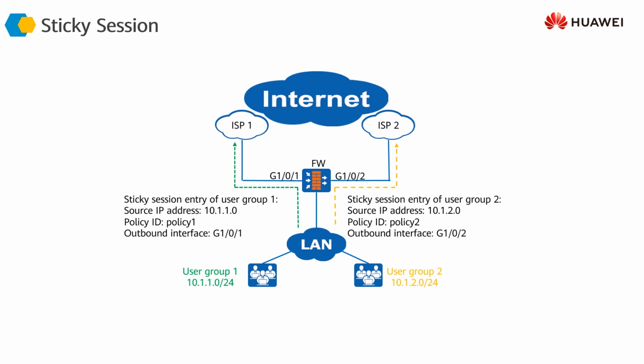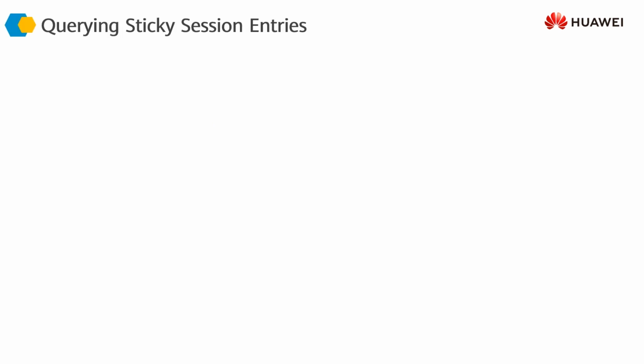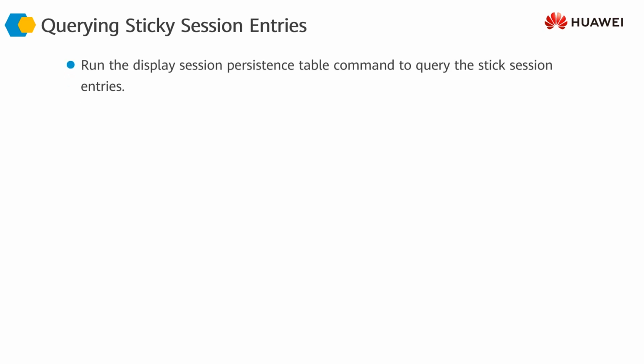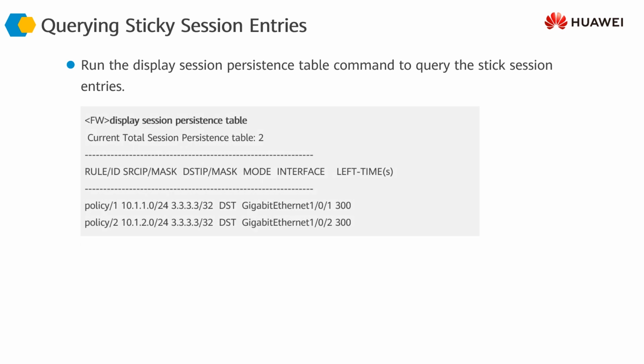So this is the feature of sticky session, which if required can be enabled on the firewall using the global route selection policy. So this is how we implement global route selection policy using sticky sessions. If you want to look at the existing sticky session entries, you can issue the command display session persistence table and you can see that there are two sticky entries in our session table which are going to be persistent, which means that these two sessions are always going to be using the respective interfaces that are given in the persistent session table.